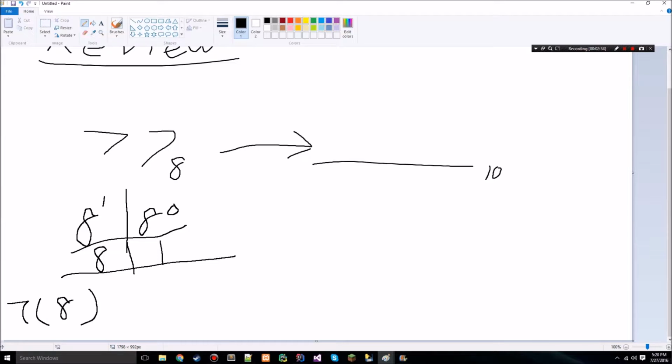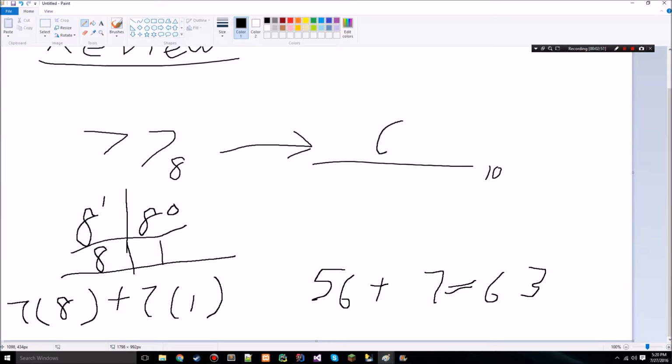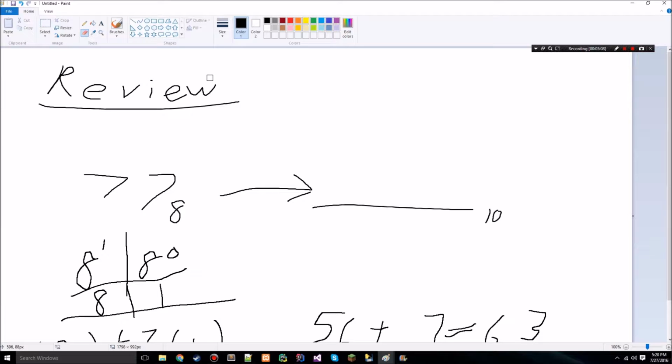7 times 8 plus 7 times 1. 7 times 8 is 56, plus 7 equals 63. So that is 63 base 10. Hopefully, if you're still struggling, this cleared it up, since it's a little bit easier to see as I went through it. So now we're going to be talking about how to convert numbers in base 10 to another base.